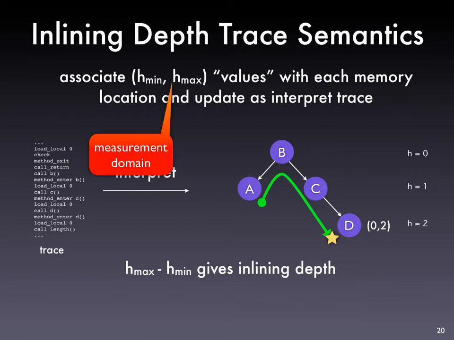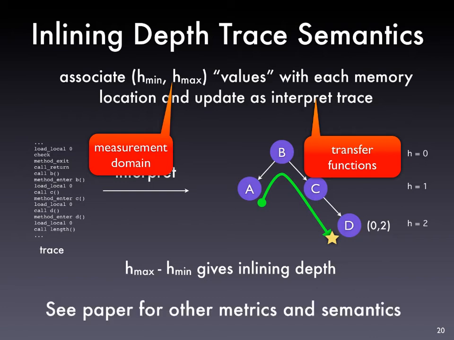For any alternate semantics, there's two key parts: the measurement domain, in this case the pair of min and max, and the transfer functions, which for a given trace instruction tell us how to update measurements. You can see our paper for our other metrics and the semantics that we define for them.